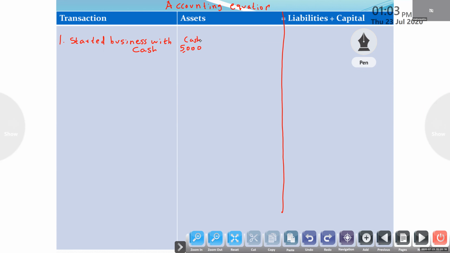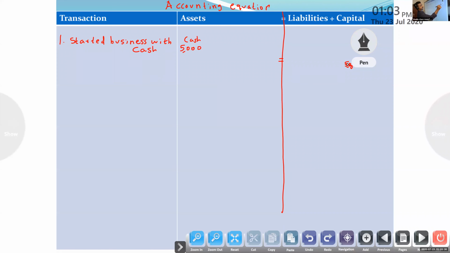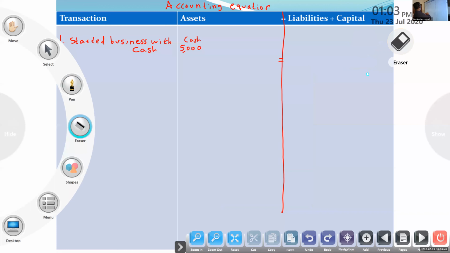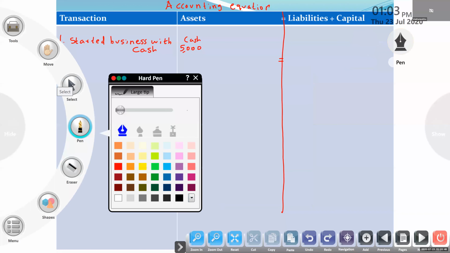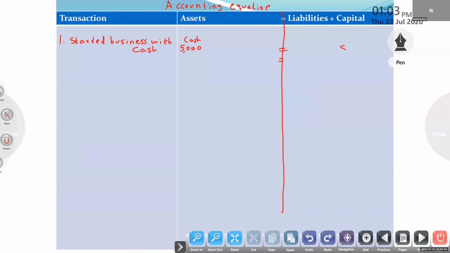Then what is this? Is equal to capital. Liability is 0 and plus 5,000 capital. So 5,000 is equal to 5,000.